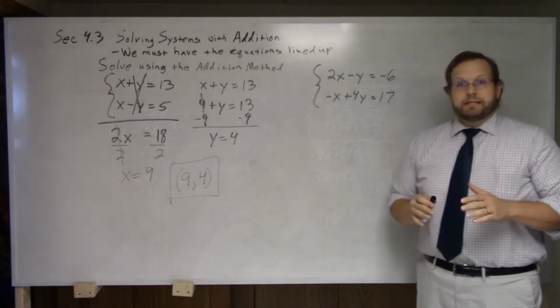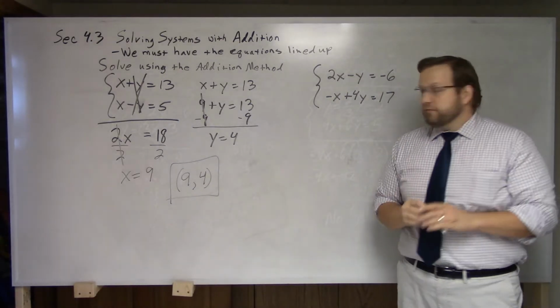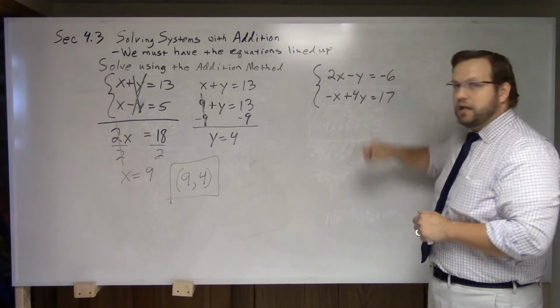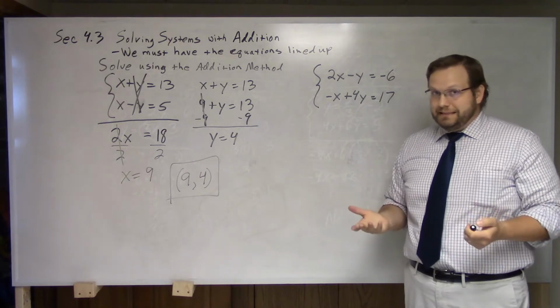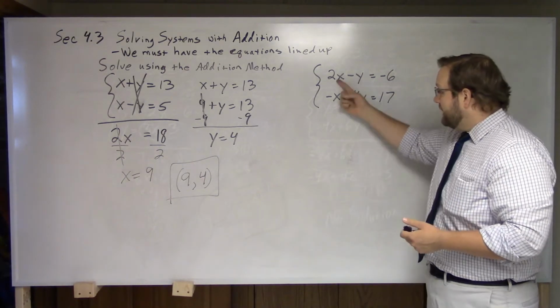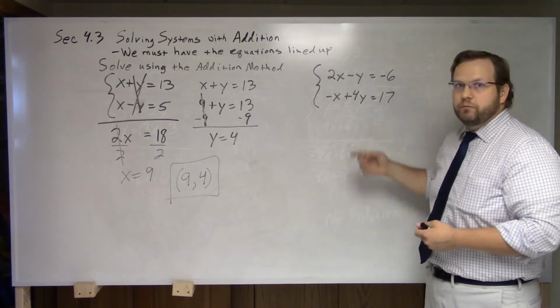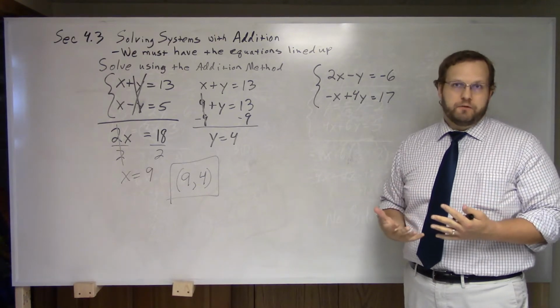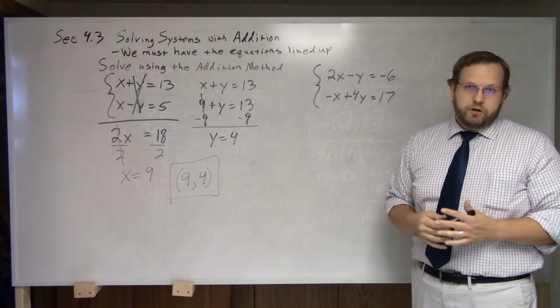Now, the good thing about this is it's already lined up. However, if I were to add down these columns, does anything eliminate? In this case, no. We would get an x and then a 3y. We still have those two variables. That's a problem for us. We need to have a single variable left over.